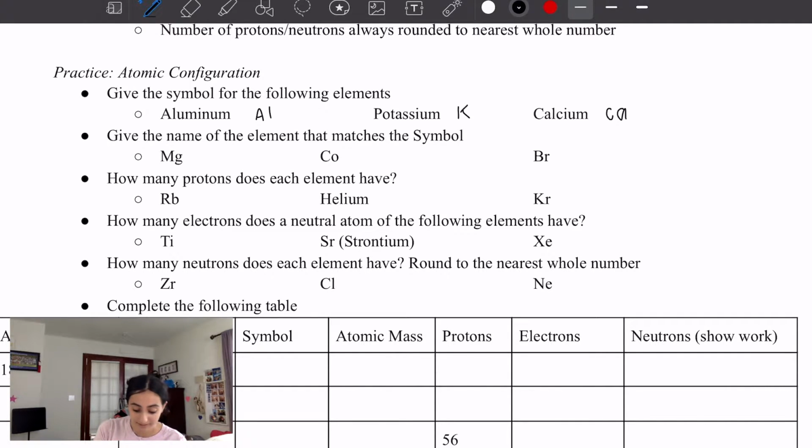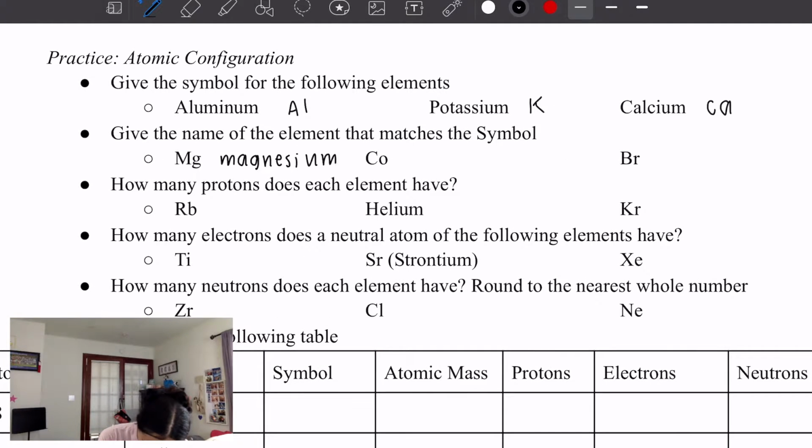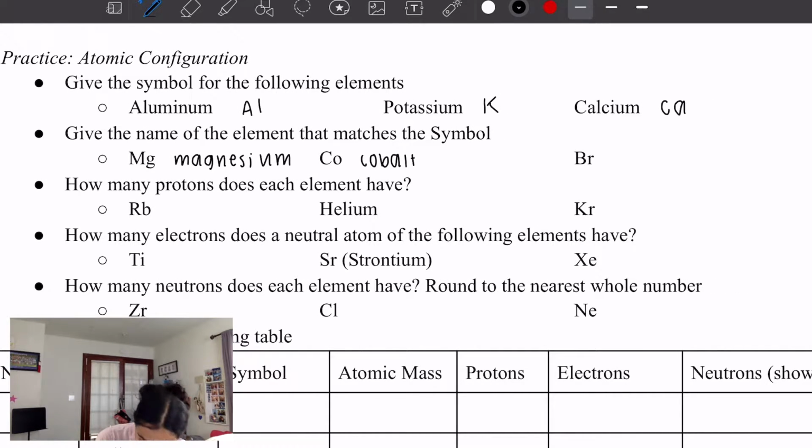Now let's give the name of the element that matches the symbol. For Mg, if you look for the symbol, it's in the third row, second column, and that is magnesium. Co, this one is going to be more towards the middle, which is a little harder to find. But if you look, it is in the fourth row in the center, number 27, cobalt. And then we have Br, which is bromine.